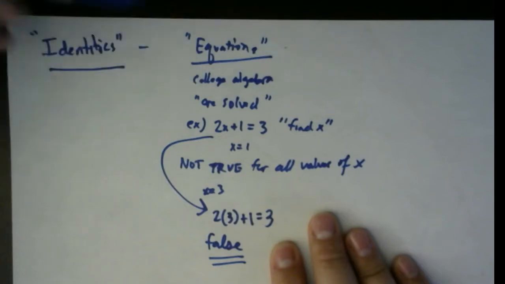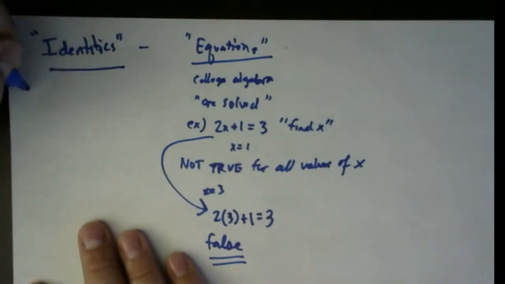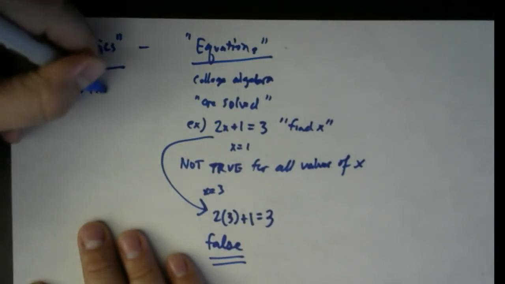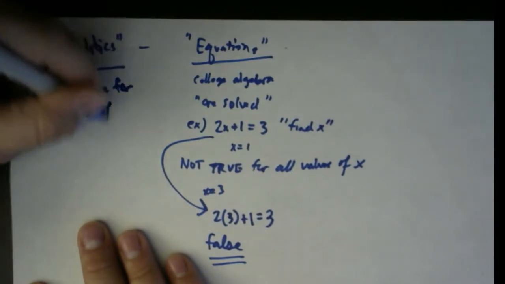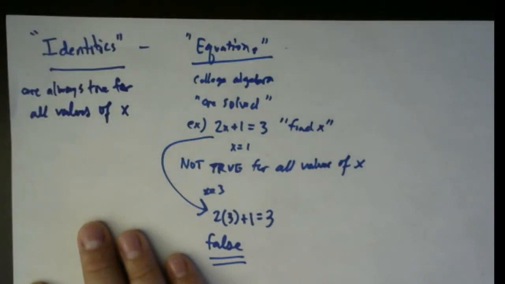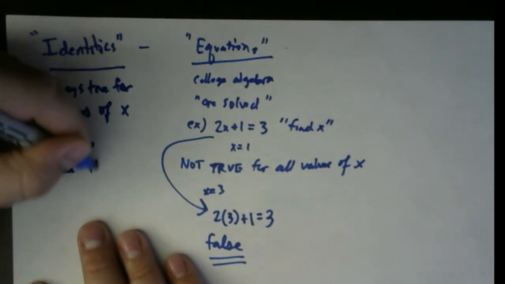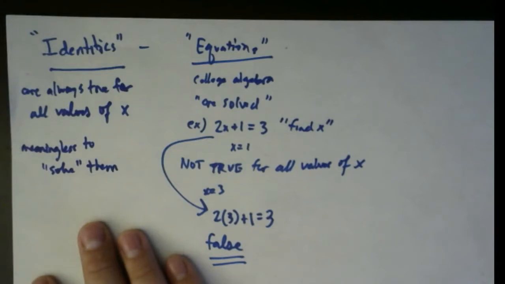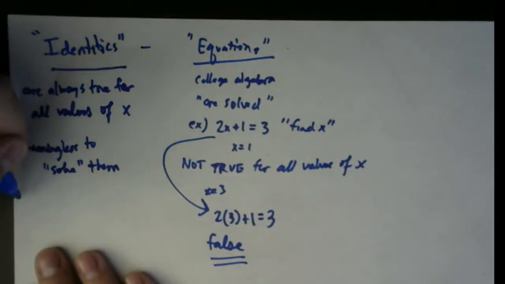equation true. Now, on the other hand, identities, these are always true for all values of x. So, it's kind of meaningless to solve them. Because if you try to, then you'll end up with some statement like 1 equals 1 or something. It's nothing.